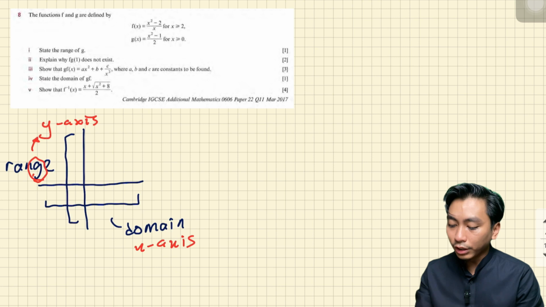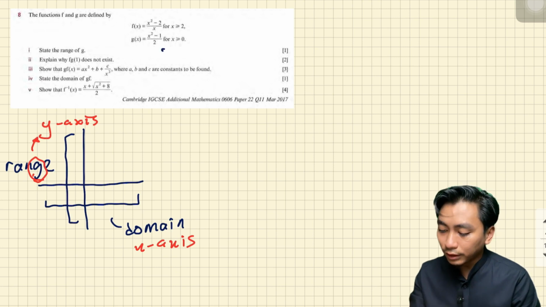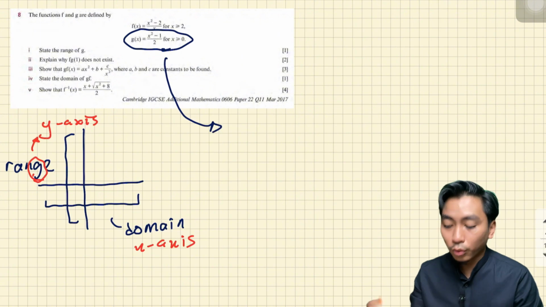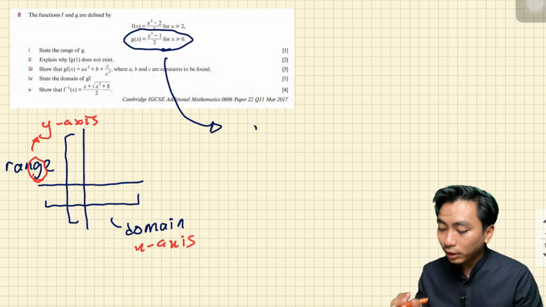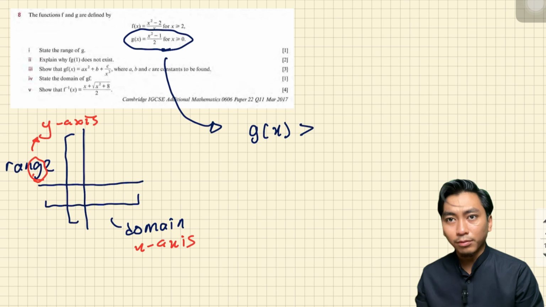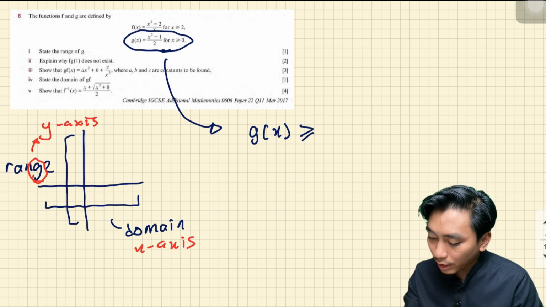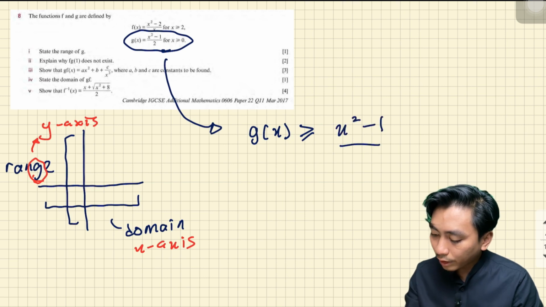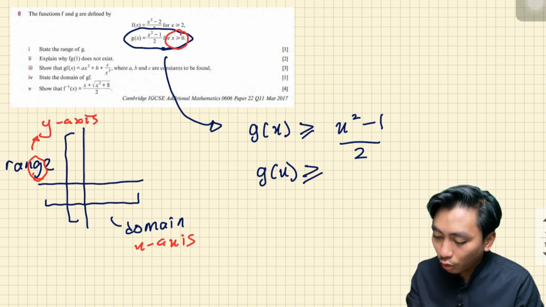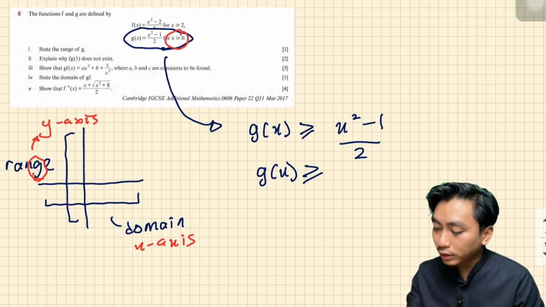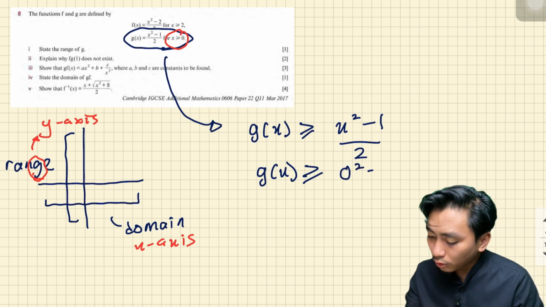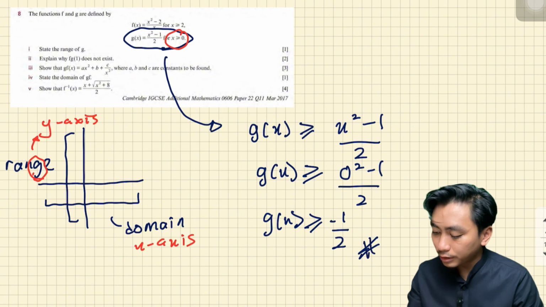Okay, so for this question, we know the domain for Gx is more than 0. So what we have to do is substitute the value of x to get the maximum or minimum value of y. From x square minus 1 divided by 2, for Gx, we change the x value into 0 because it says it is more than or equal to 0. So if you change the x into 0, we will get Gx more than or equal to negative 1 over 2. So that's the answer for number 1.